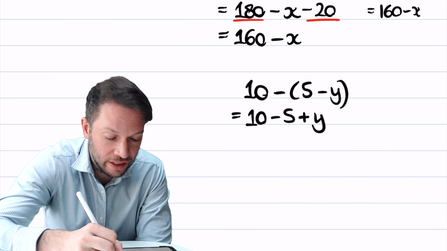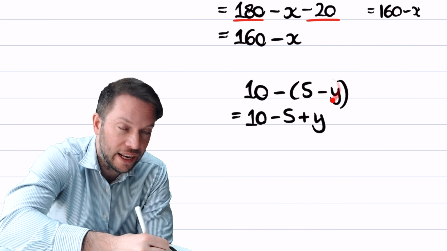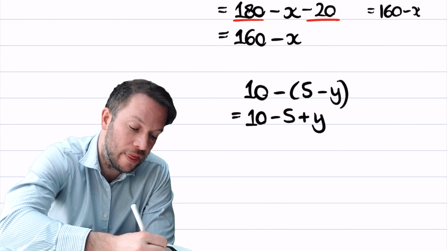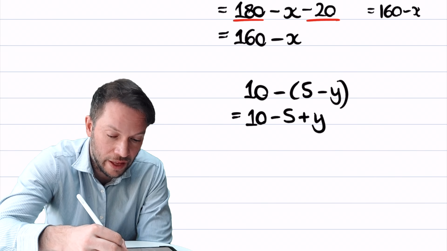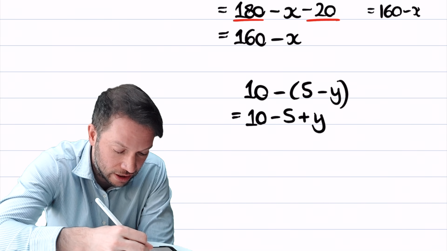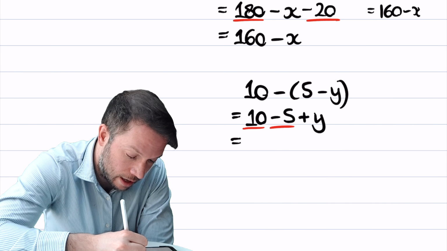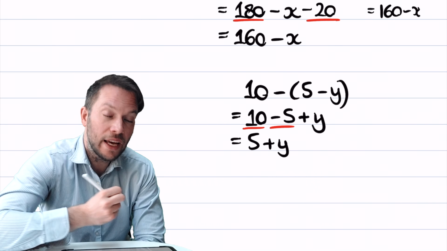And another way of thinking of this is that each term inside this bracket, you just reverse the sign. So the 5 becomes minus 5, and the minus y becomes positive y, like that. And now we can collect like terms. So we've got 10 minus 5, which is 5, and we still got that plus y here. And that is the final answer.